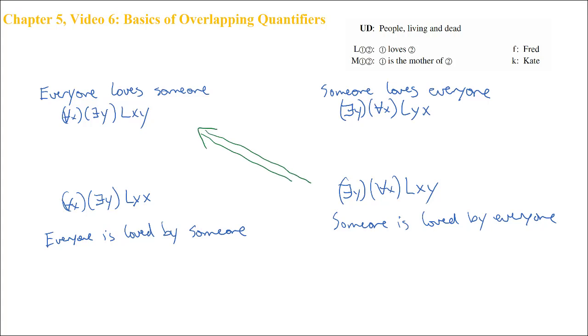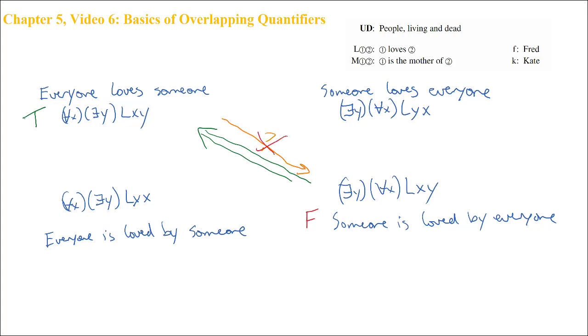What about the other direction, from the upper left to the lower right? Could it be true that everyone has at least one person that they love, while it is false that some one person is loved by everyone? Well, yes, that easily could be the case, so there is no implication in that direction.